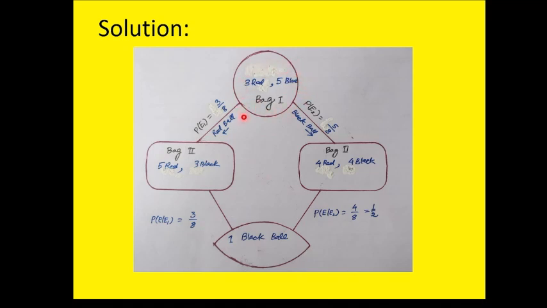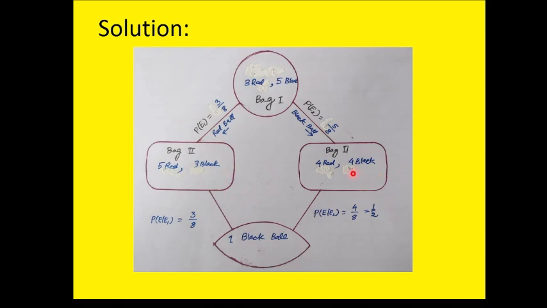Bag 1 has two options, either a red ball will be transferred or a black ball will be transferred. So, if a red ball is transferred, definitely there will be a change in the status of bag 2. Bag 2 initially had 4 red and 3 black, but when one red ball has come from bag 1 to bag 2, there is an increment of red ball in bag 2. Similarly, if a black ball is transferred from bag 1 to bag 2, one black ball has increased in bag 2. So, these things have to be taken care of.